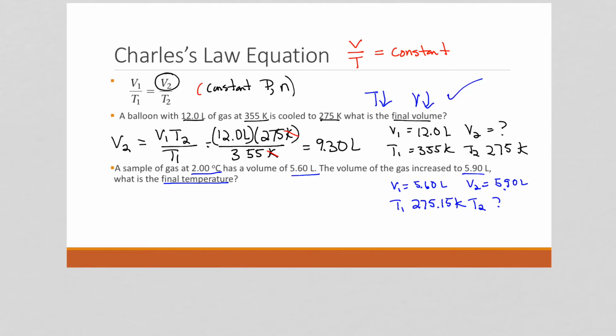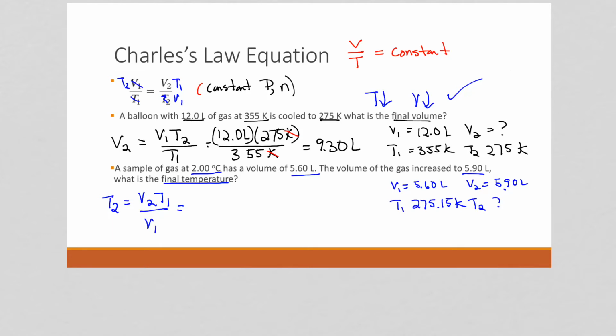So again, let's solve for my variable. So we're going to solve for T2. If I do a little algebra, I'm going to move T2 up to this side. So I'm going to multiply both sides by T2. That's going to cancel it out here. And then to get T2 by itself, I need to bring T1 over here, and bring V1 down here. And so I get T2 equals V2 times T1 over V1. So sometimes with the algebra, you just have to be careful.